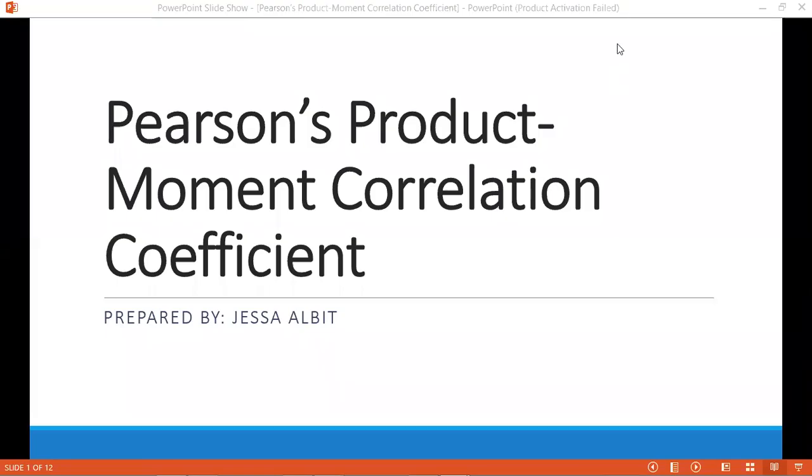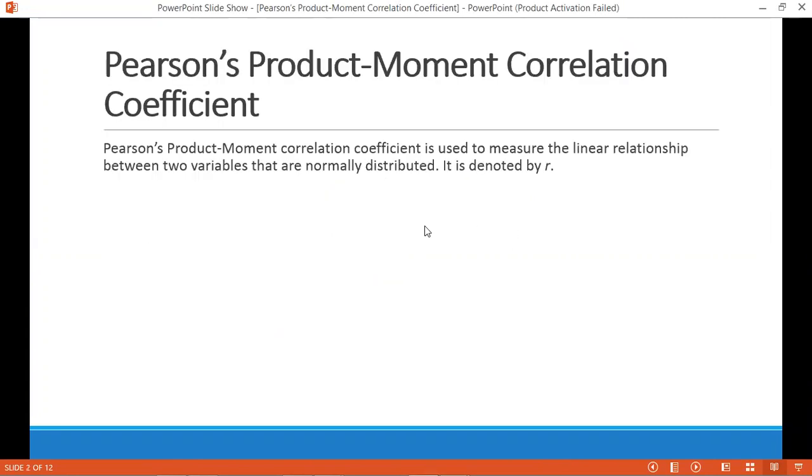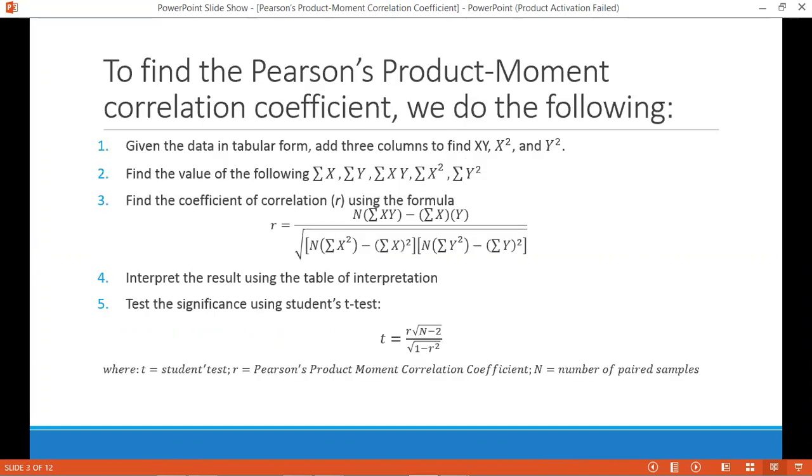Hi, for today's video, we'll talk about Pearson's product moment correlation coefficient. Okay, this is used to measure the linear relationship between two variables that are normally distributed. It is denoted by R. Now, to find the Pearson product moment correlation coefficient, we do the following.